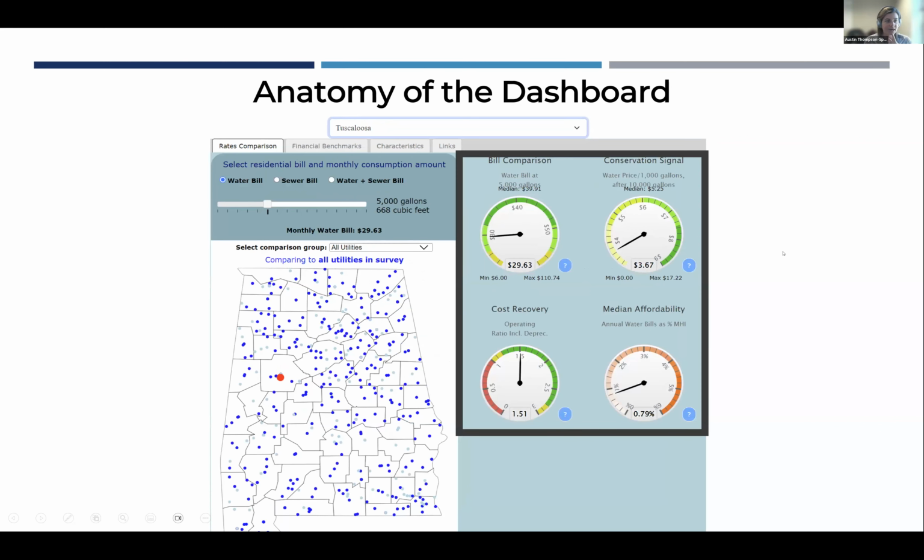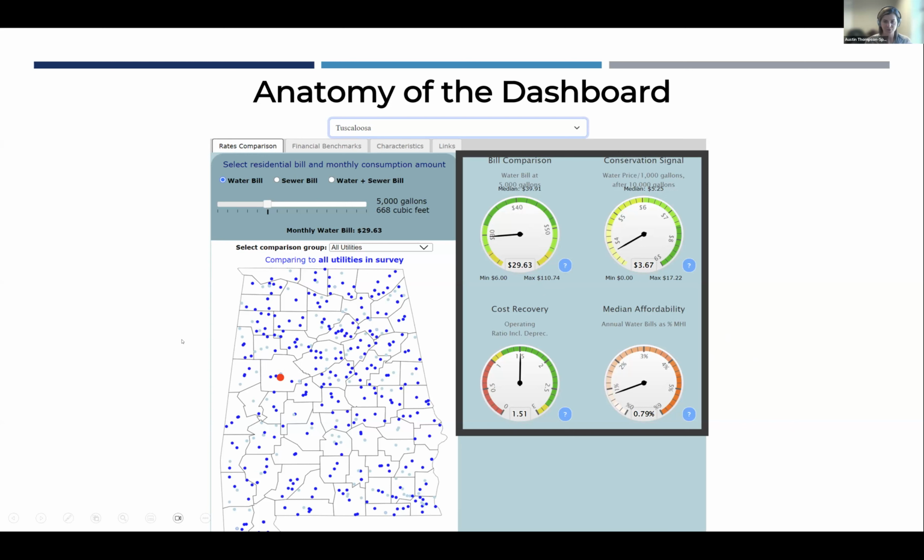On the right are your dials. So on the rates comparison tab, which you can see here, it says rates comparison, there are 4 dials. These 4 dials are the bill comparison dial, the conservation signal, cost recovery, and median affordability. And I will talk about all of these one by one.